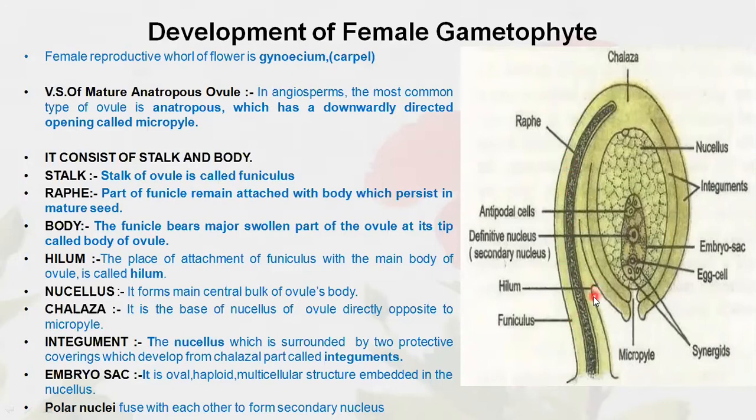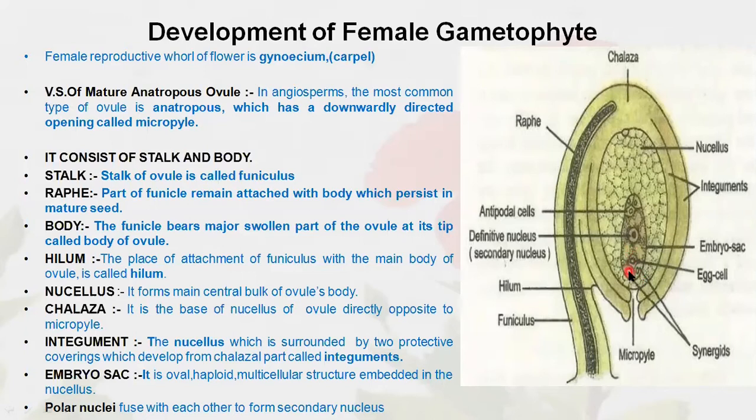Now, this attachment of the funiculus to the ovule is known as the hilum. This point is known as the hilum. This is the chalazal end, means the basal part of the ovule, which is opposite to the micropylar end. And here there is a narrow opening to the ovule, which is known as the micropylar end. And from here, the entry of the pollen tube will form in the embryo sac.